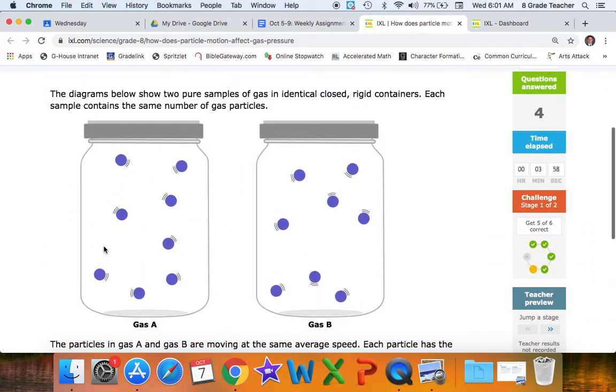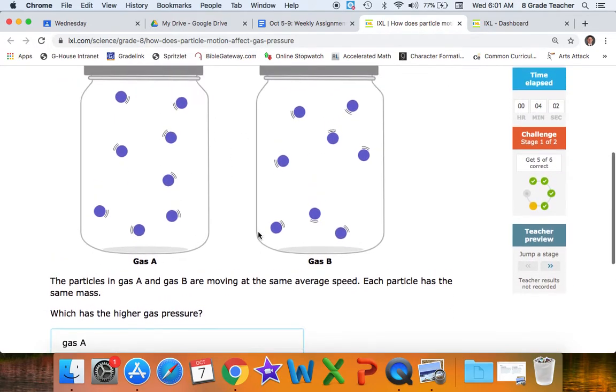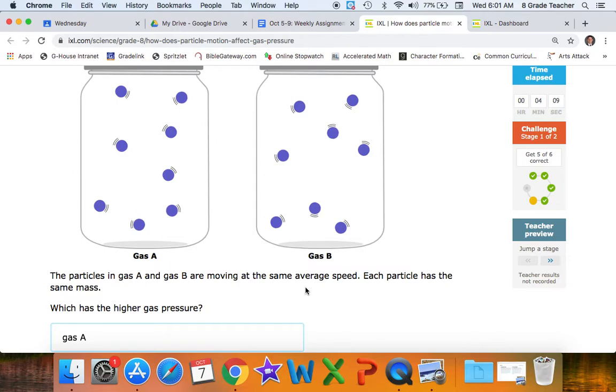Well done. The diagram below again has our identical containers. The particles in gas A and gas B are moving at the same average speed. Each particle has the same mass. Which has the higher pressure? Now, this might be a trick question. If they're moving at the same speed, it might depend on how many particles there are in each.